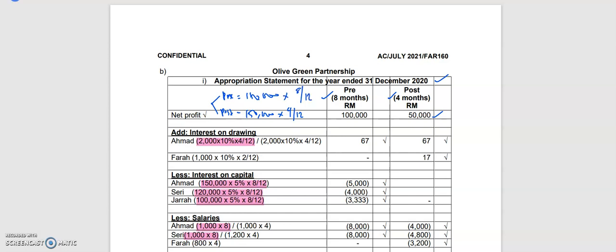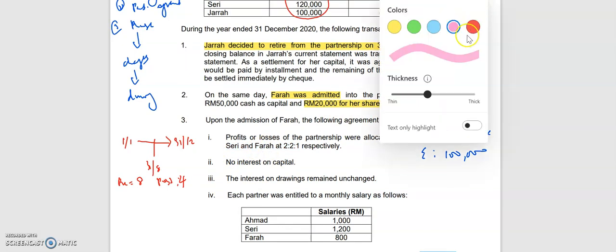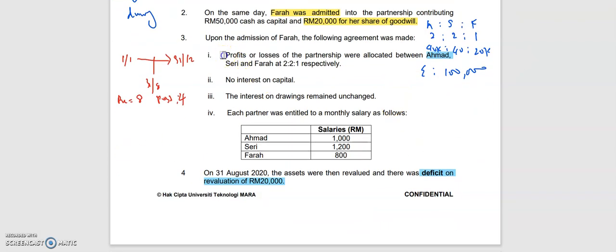Okay, for this question, we have the agreement for post period where number three, upon the admission of Farah, the following agreement was made. Okay, I'm using different color. Let me use green to show the agreement during post. The profit or loss sharing ratio were allocated between Ahmad, Seri and Farah at 2:2:1. No interest on capital. Interest on drawing remain unchanged.